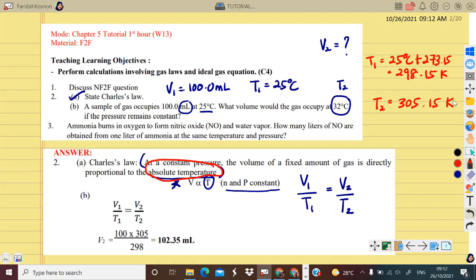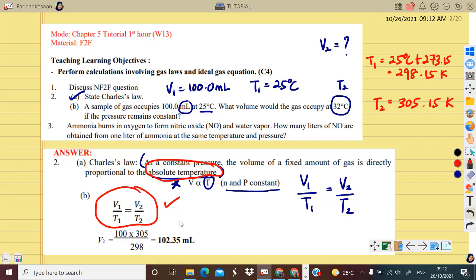Okay, so bila you dah selesaikan, after you have finished converting the temperature, you may substitute all the values in the question into this formula. Okay, lepas tu selesaikan operasinya. So di sini kalau you lihat, volume tidak semestinya ditukar kepada liter. Yang penting kat sini, temperature mesti ditukarkan kepada Kelvin lah.